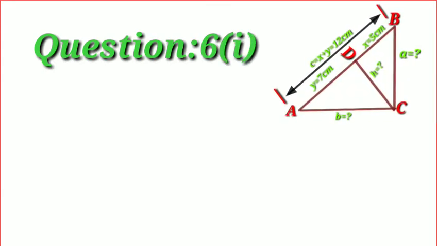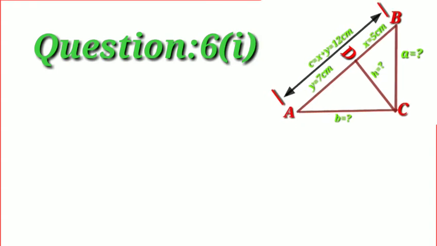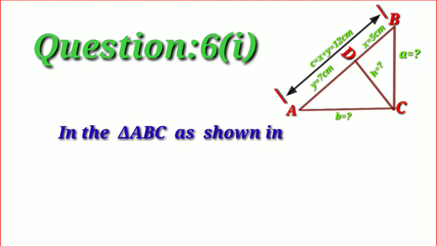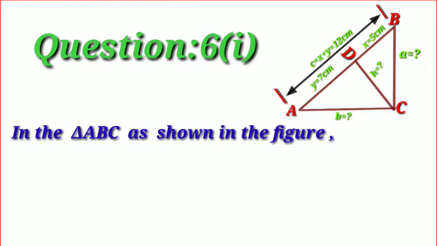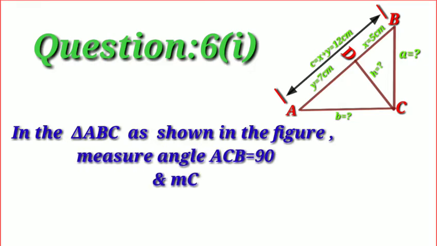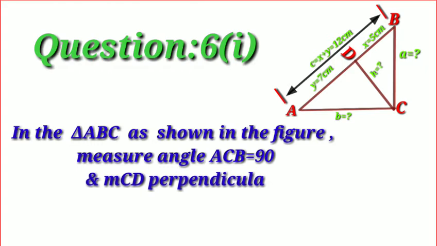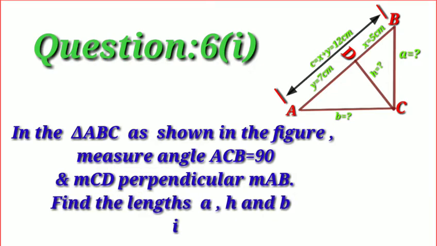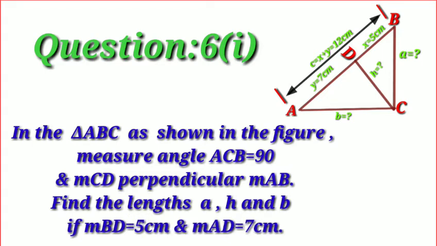Here we take part 1 of question 6. In the triangle ABC, as shown in the figure, measure of angle ACD is equal to 90 and side CD is perpendicular to side AB. Find the lengths A, H and B if side BD is 5 centimeters and side AD is 7 centimeters.